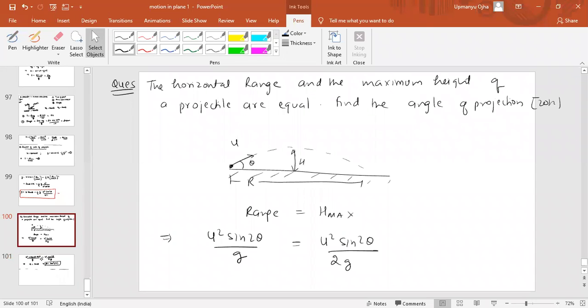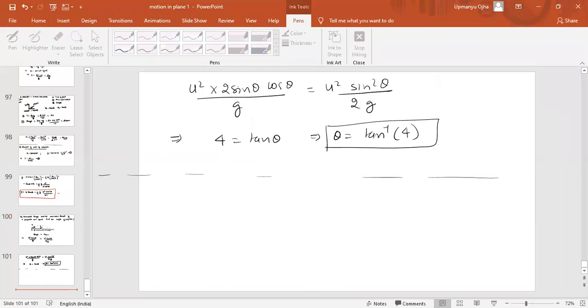So this is the NEET question. You can see how the NEET question has been asked. So the answer is tan inverse of 4 here.